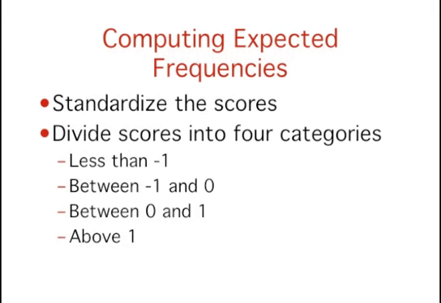The first step is to standardize the GPAs so that they have a mean of 0 and a standard deviation of 1. We then compute the expected frequencies for 4 categories: those with standard scores less than -1, those between -1 and 0, those between 0 and 1, and those over 1. There is nothing special about the choice of 4 categories. We might have chosen 5 or even 10.